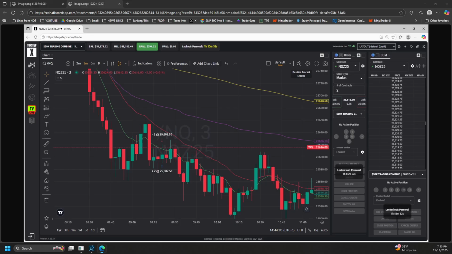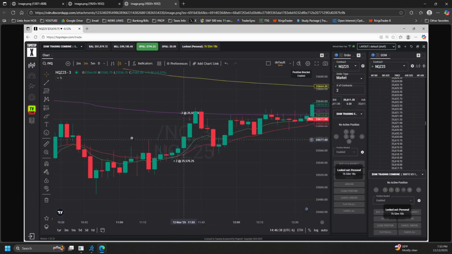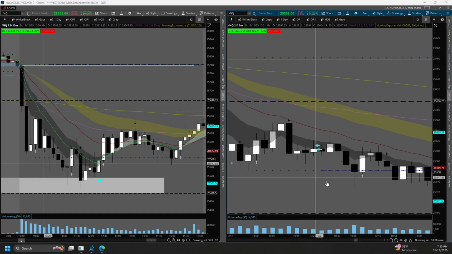The second one, again, and I'm glad these trades worked out for him. The second one, and these are both combine trades, right? So the second one, he is here. Again, we're on the 3-minute chart at 11:33 his time, so it's 12:33 market time.